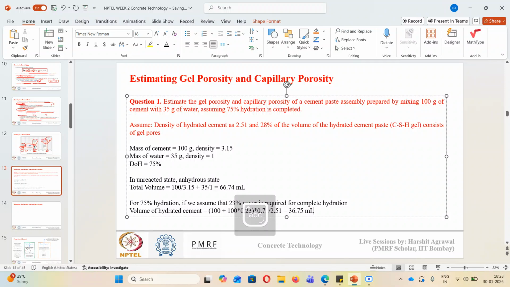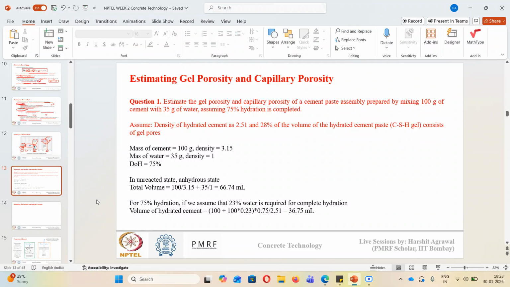I hope everyone is clear with this equation. This is my mass of cement, and this is the amount of water required for 100 grams of cement for complete hydration, which is 0.23 times 100. And this is my degree of hydration. In this, how much cement actually got reacted? It is 75%. So 75% of the total is actually hydrated, and this is the density of my cement paste. So this will give me the volume of hydrated cement which is formed.